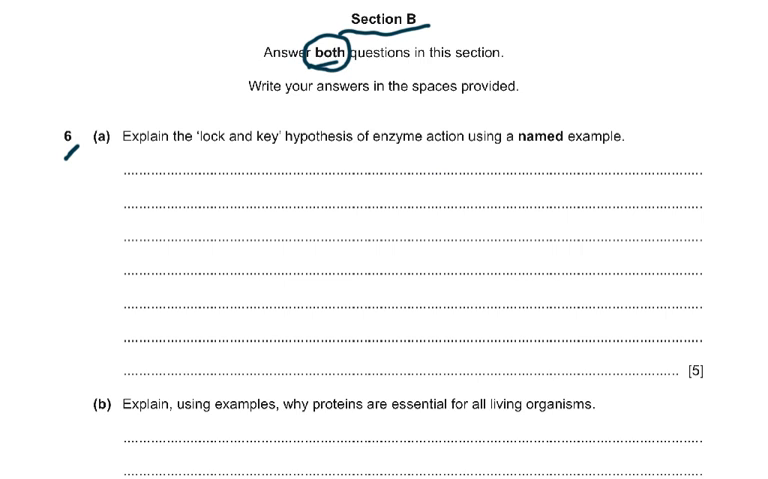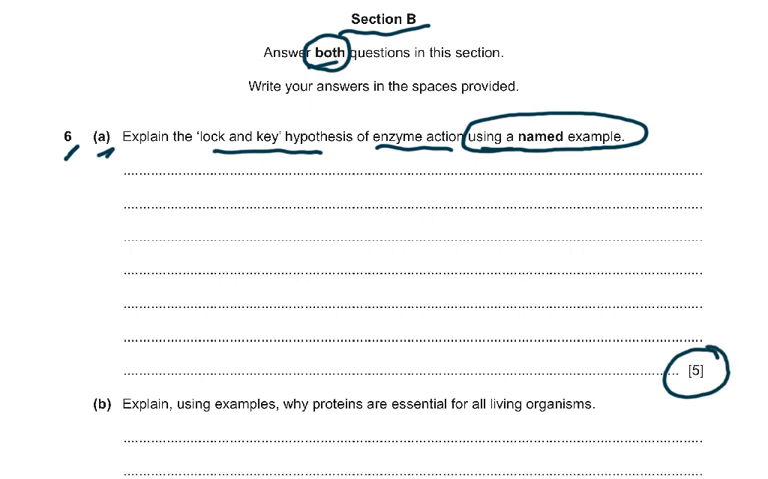Now, as we look at question number 6a, explain the lock and key hypothesis of enzyme action using a named example. So when there is a named example, there has to be 1 mark for that. So there are 5 marks for this. So always think of 4 mark scheme points. How would you come up with 4 points? And with this, 1 mark will be for the named example.